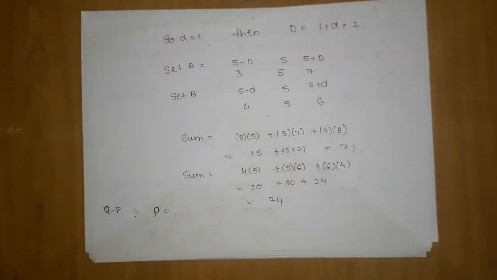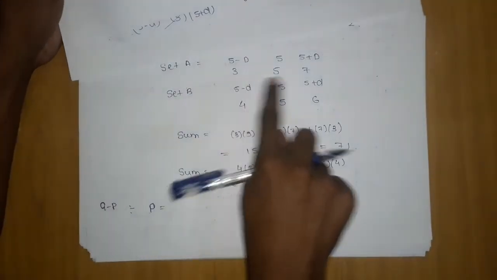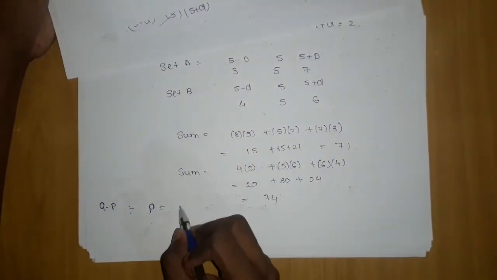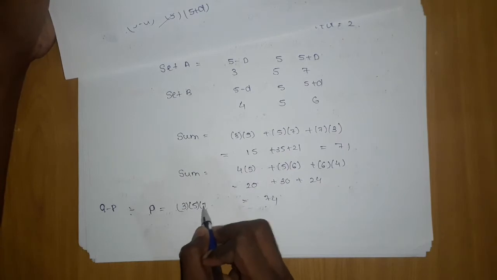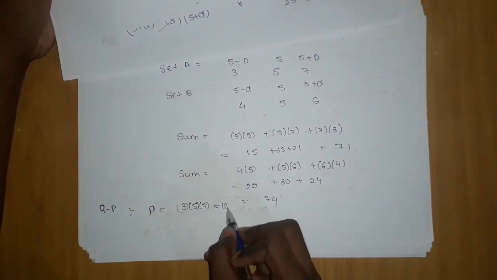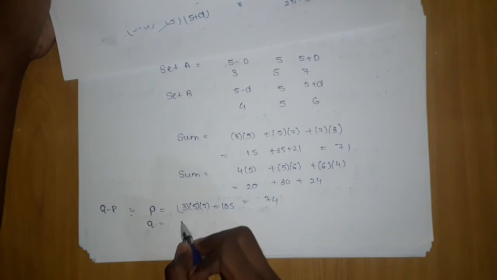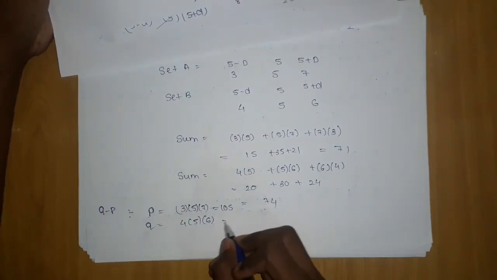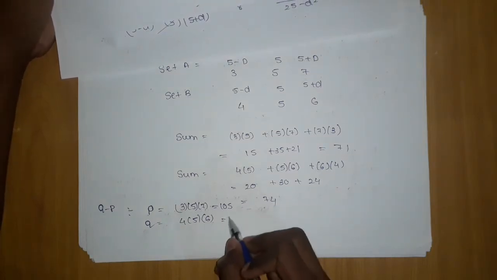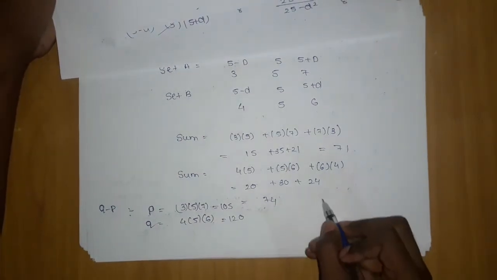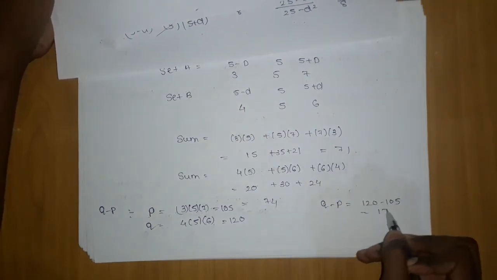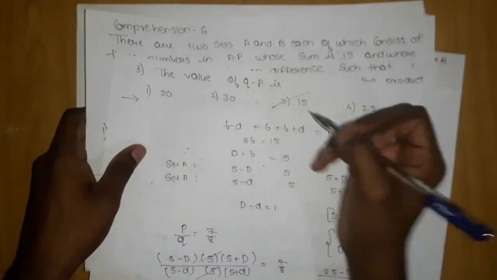For the p value, I have to multiply all these terms, because p was the product of the terms present in set A. So it is 3 into 5 into 7, which is 105. Similarly, q is the product of the terms present in set B, 4 into 5 into 6, which is 120. So q minus p is 120 minus 105, which gives me 15. This 15 is the answer.